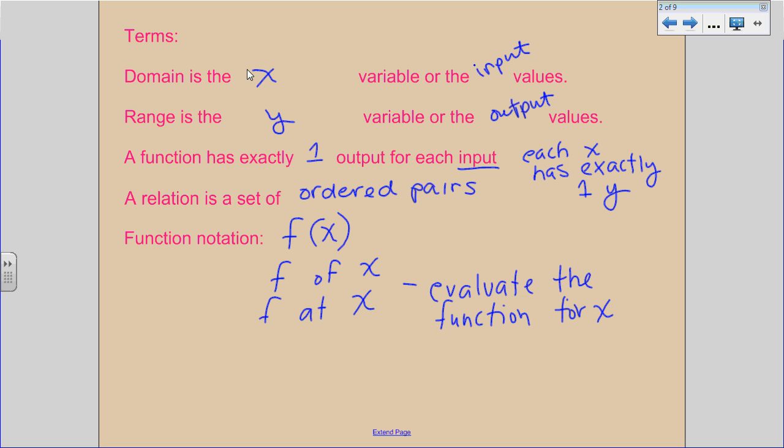A set of ordered pairs, yep, they're just ordered pairs. So it's just any combination of x's and y's. For a relation, the x's could repeat. We could have (1, 4) and (1, 7). So an x value could have multiple, different outputs. But once we say we have a function, each x has exactly one y value that it outputs.